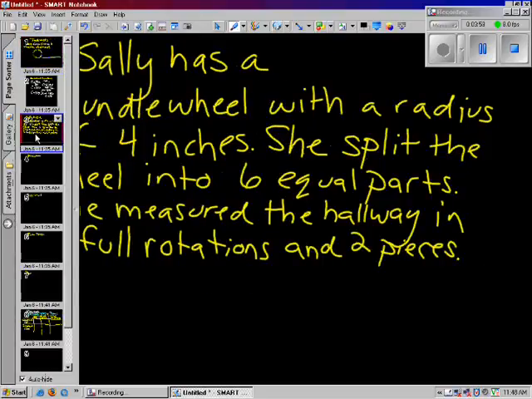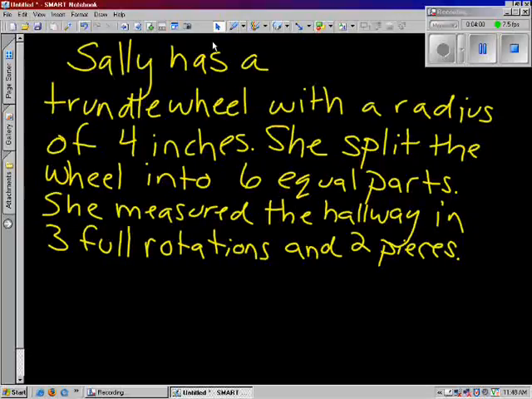So back to our problem. Sally has her trundle wheel. She knows the radius is 4 inches, a pretty small one. To help her estimate, she split the wheel into 6 parts. So she taped off 6 equal pieces. Then she measured her hallway, and it took her 3 full rotations and 2 pieces.